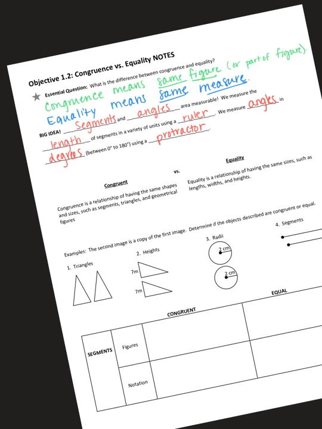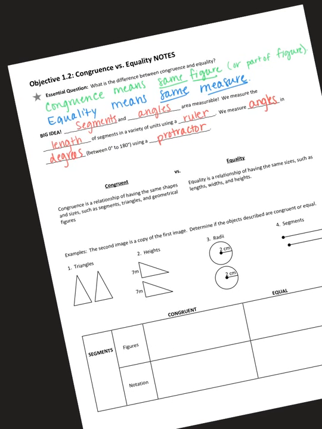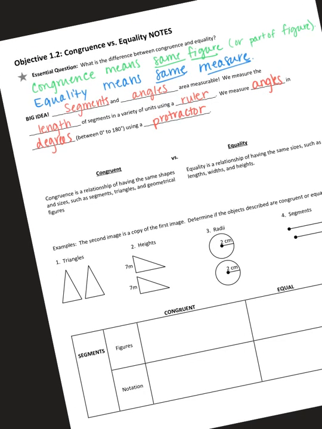Now, if you're taking Algebra 2, you'll also learn about radians, and that's another unit that you can measure angles in. But for geometry, we are going to stick with measuring angles in degrees. So you just need to understand those are the only two things from the previous lesson that we can actually measure, and what tools you use to do that. So let's go back to this idea of congruent versus equality.